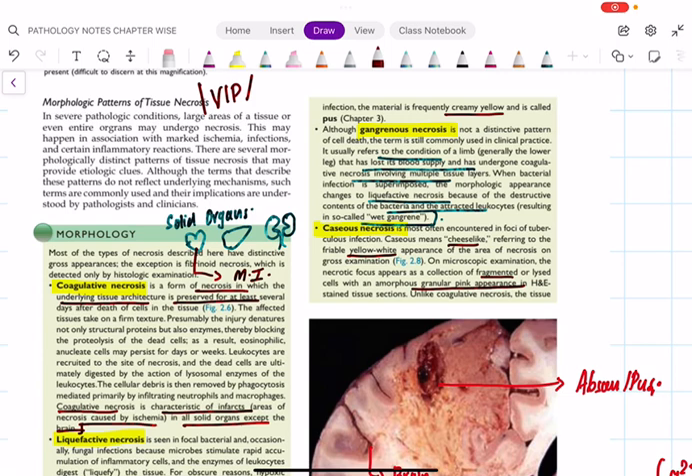Coagulative means what? Coagulation. Am I right? Coagulation, denaturation of the proteins. That is the meaning. So, in this type or pattern of necrosis, the tissue architecture will be preserved. What does that mean? Once you see that organ, you can identify, oh, it is kidney, it is liver, it is heart. That is the meaning of tissue architecture is preserved.